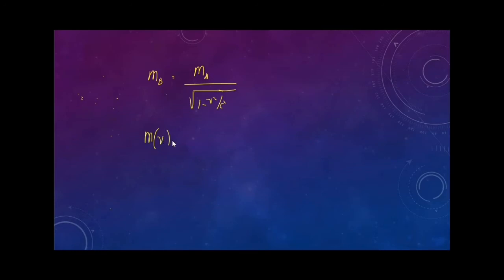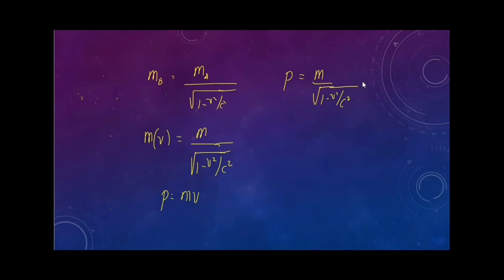So mass as a function of velocity is equivalent to mass divided by square root of 1 minus v squared over c squared. So that will be our equation, where in momentum, again, it's still mv. Our relativistic momentum will be equivalent to mass, which is mass divided by square root of 1 minus v squared over c squared, times the velocity.